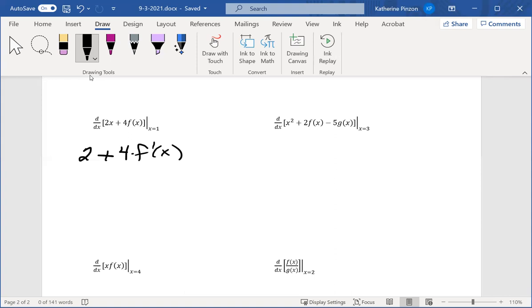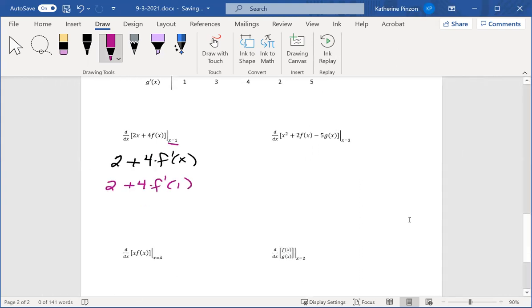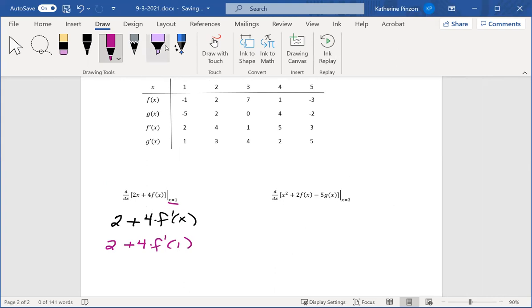Now what am I going to do? Plug in 1 for x. I'm going to plug 1 into this equation for x because it says x equals 1 here. So 2 plus 4 f prime of 1. Okay, I'm going to have to go back to my table and look for f prime of 1. So what on my table gives me f prime of 1? 2, right here. Yeah, f prime of 1 is 2. Okay, so this is 2 plus 4 times 2, 10. So that answer would be 10.